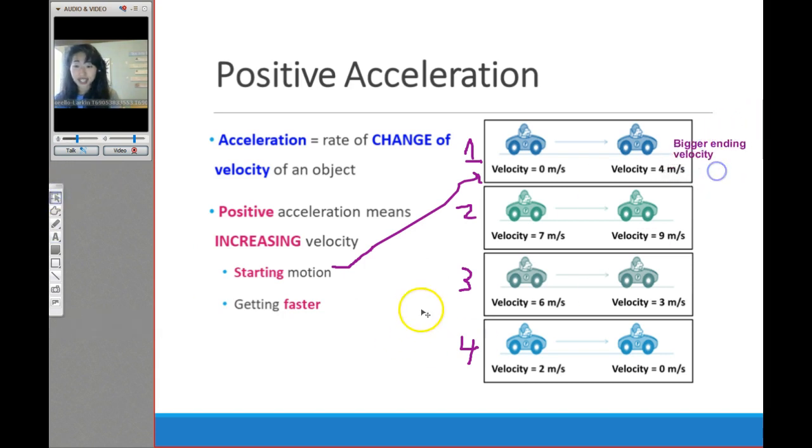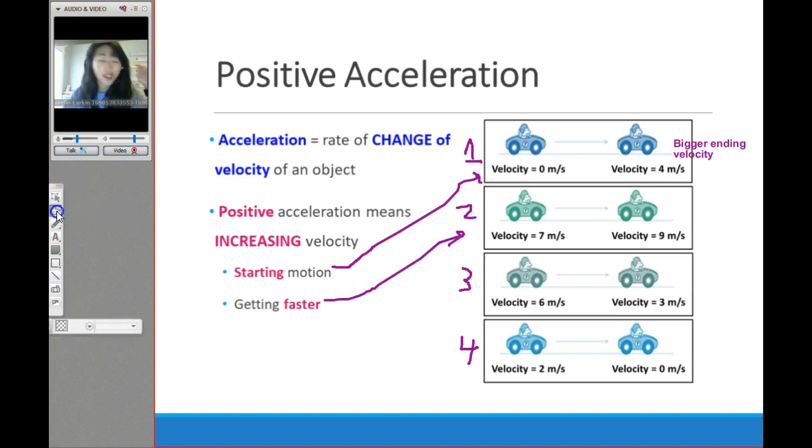Number two, we can see that this guy's already moving, but then he presses on the gas and he accelerates even faster. 9 meters per second. He started at 7, now he's at 9, which means he got faster, and that was a positive acceleration. Now, this one should make a lot of sense to us because we actually talk about acceleration in the positive all of the time. Okay, so you say accelerate, go faster, right?